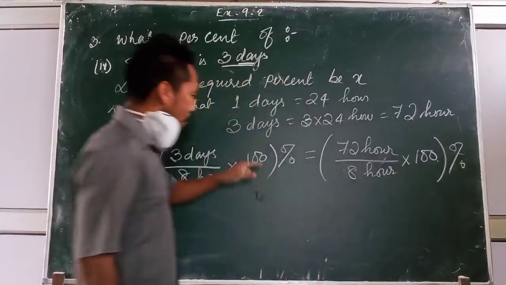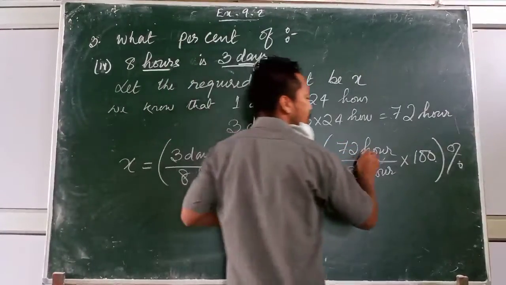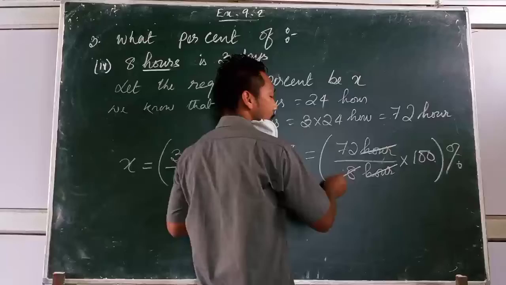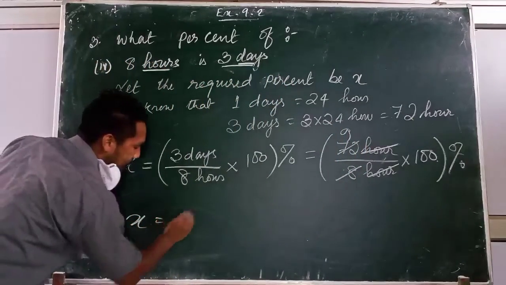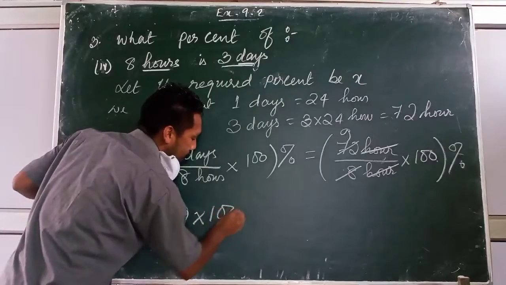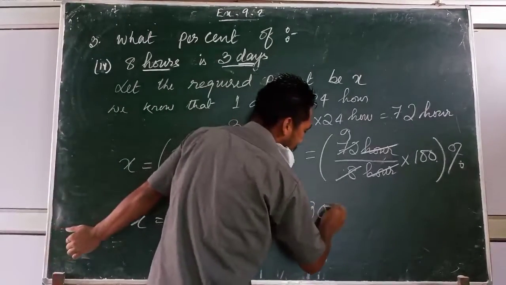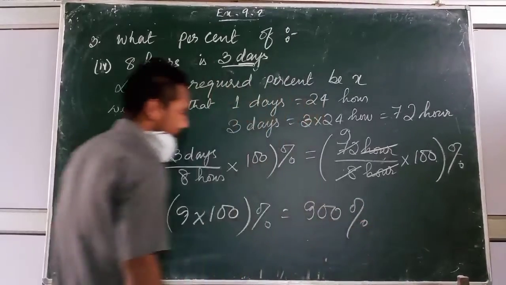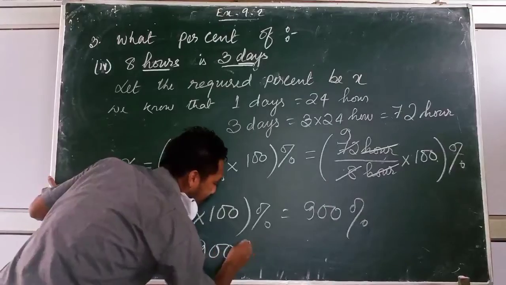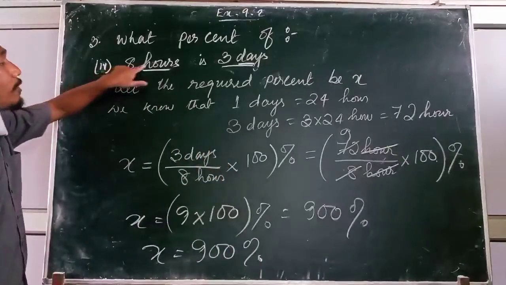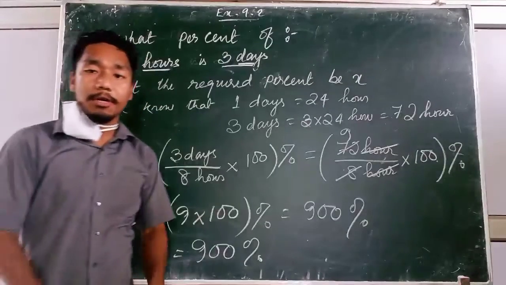You see now, we have converted both to hours. These hours and these hours get cancelled. 8 nines are 72. So what is remaining outside? X is equal to 9 into 100. That becomes 900%. X is 900%. 900% of 8 hours is 3 days.